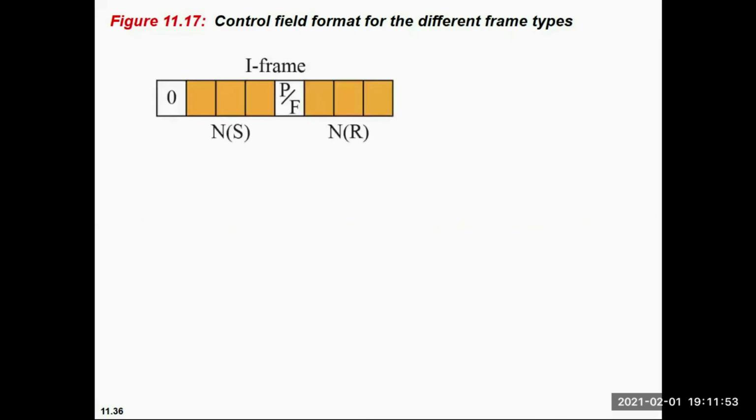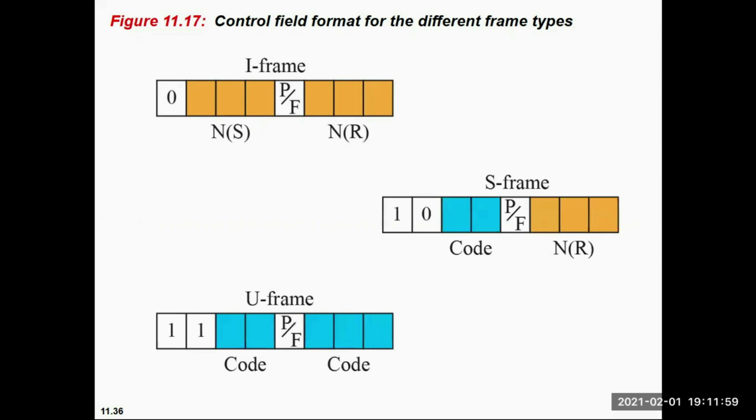So now we will see the control field format for the different frame types. We already discussed that in I-frame the first bit is 0, which you can see in the first figure. In S-frame we already discussed that the first 2 bits of the control field have the value of 1 and 0, so you can see 1 and 0 is fixed there. For U-frame the first 2 bits of the control field have the value of 1 1, so that is there in the third figure.